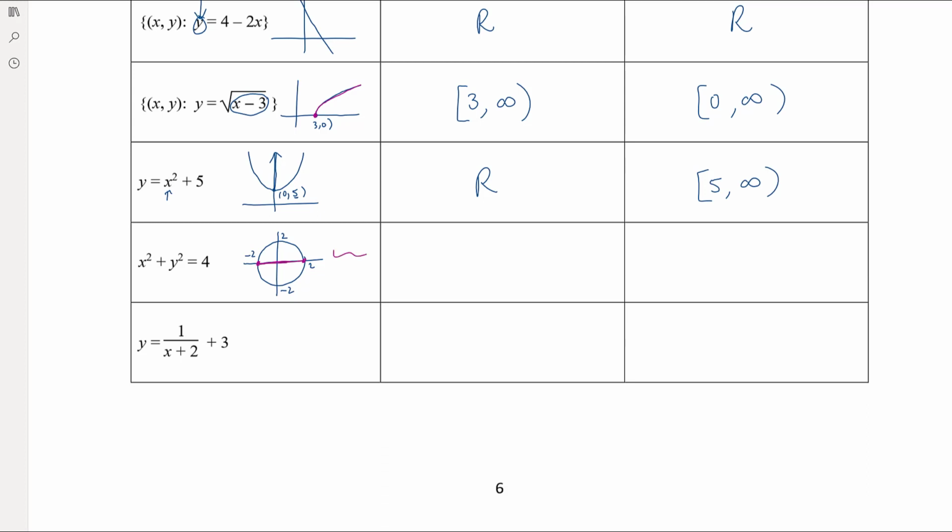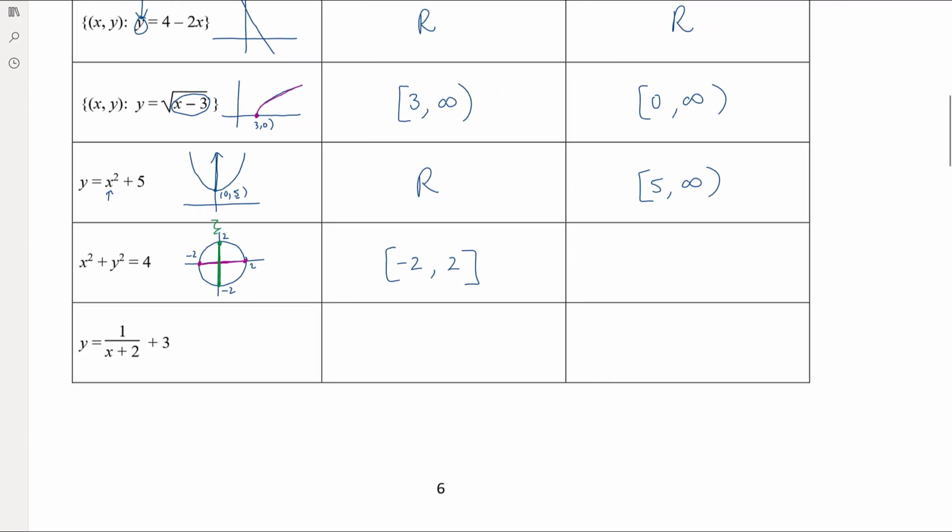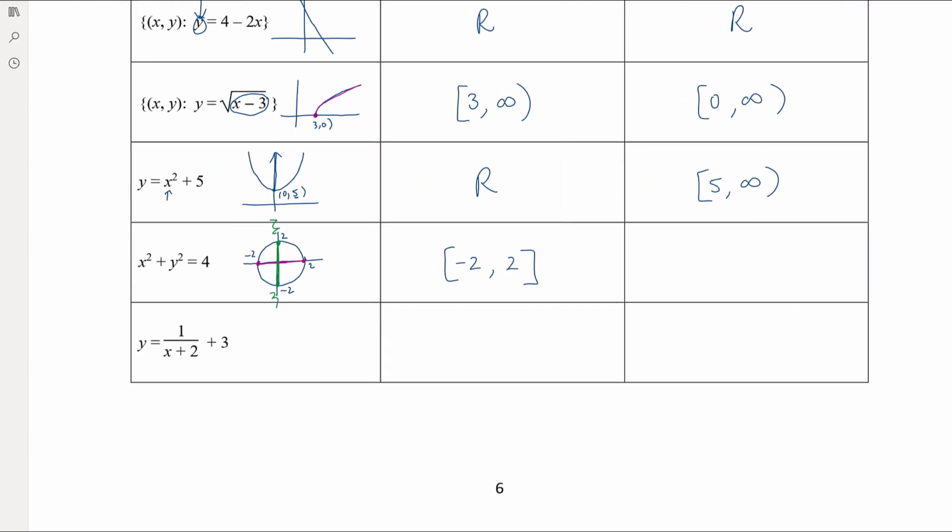Okay, there's no circle out here, there's no circle out here. So it exists at x equals 2 and it exists at x equals -2. So it's the interval from -2, including -2, up to 2, including 2. And then thinking about range, same idea. It exists only between -2 and 2. There's no circle up here, there's no circle down here. So our range is just going to be from -2 to 2 as well.